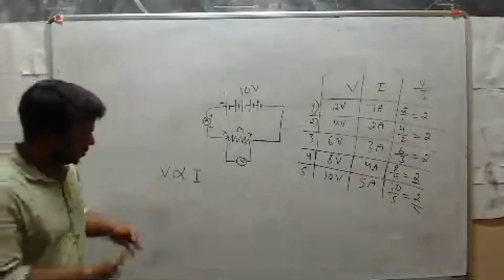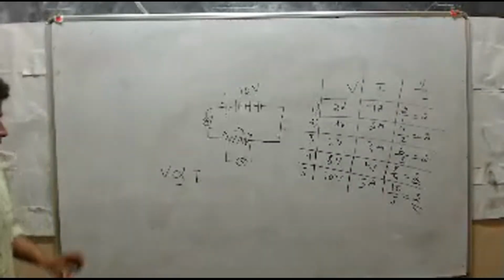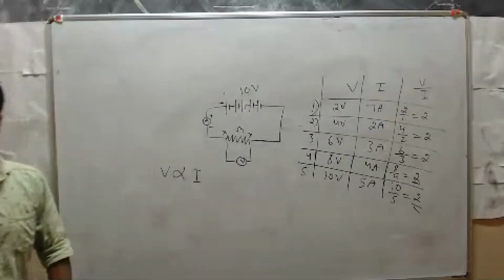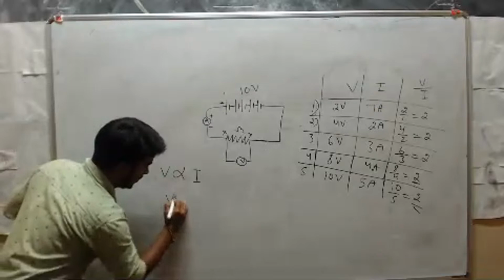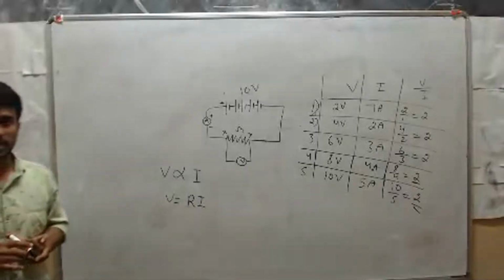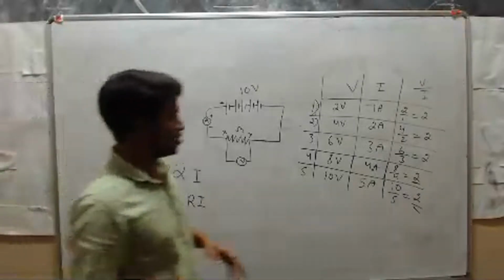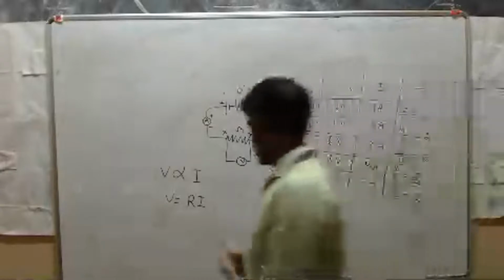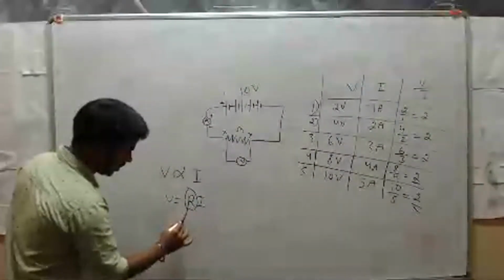Okay, so now we call this the proportionality symbol, right? To remove this proportionality symbol, we should introduce one constant. So I will take that R. Now I will take this R as the constant of proportionality. Clear? See here, I have passed 2 voltage, I got 1 ampere. Here I have passed 4 voltage, I got 2 ampere. Why not 4 ampere? And this constant I have taken here, R, right? What does it indicate?